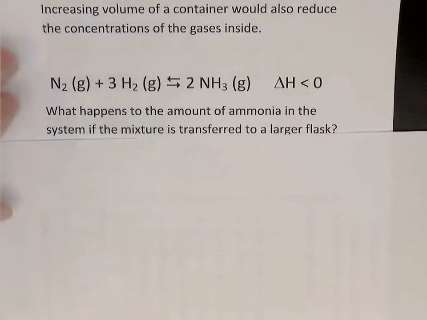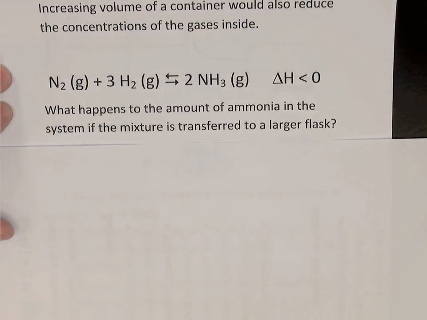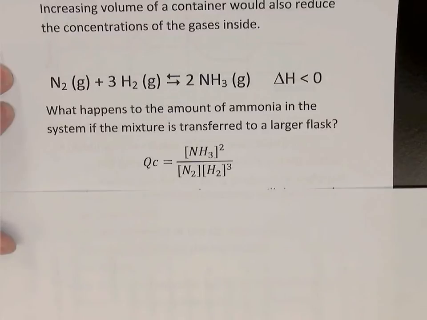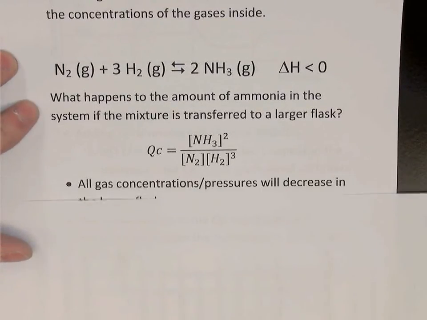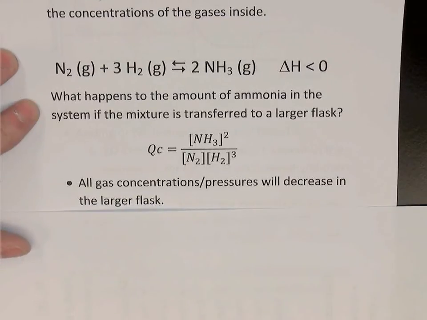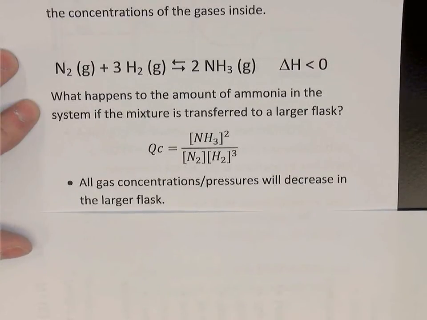There's our equilibrium again, the Haber process. The question now is what would happen to the amount of ammonia in the system if we transferred it to a larger flask? So we have the system at equilibrium and we put it into a larger flask. Well, we're going to explain this from the Qc perspective. All the concentrations and pressures will decrease because of the move to the larger flask. With larger volume, concentrations and pressures are going to be smaller.